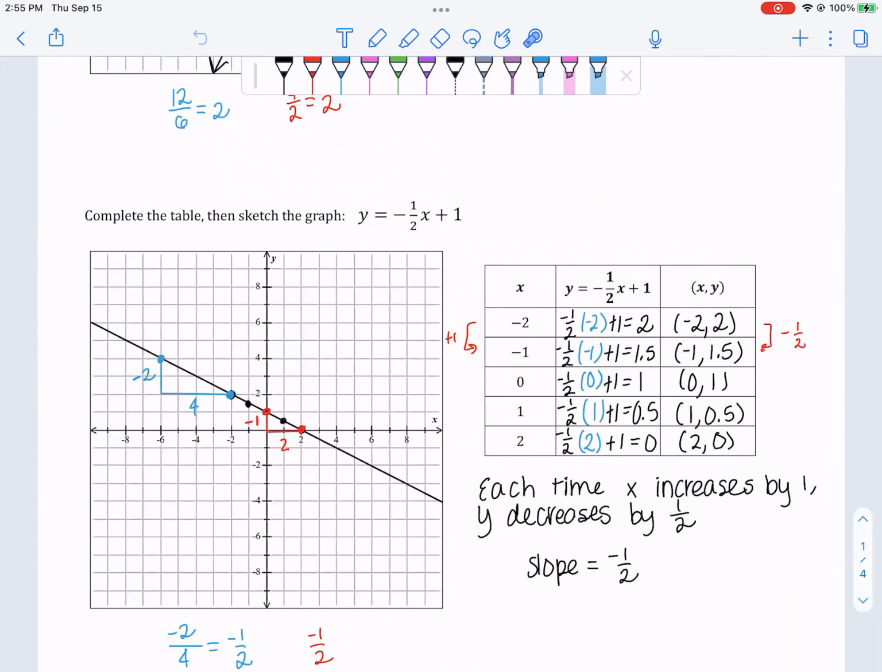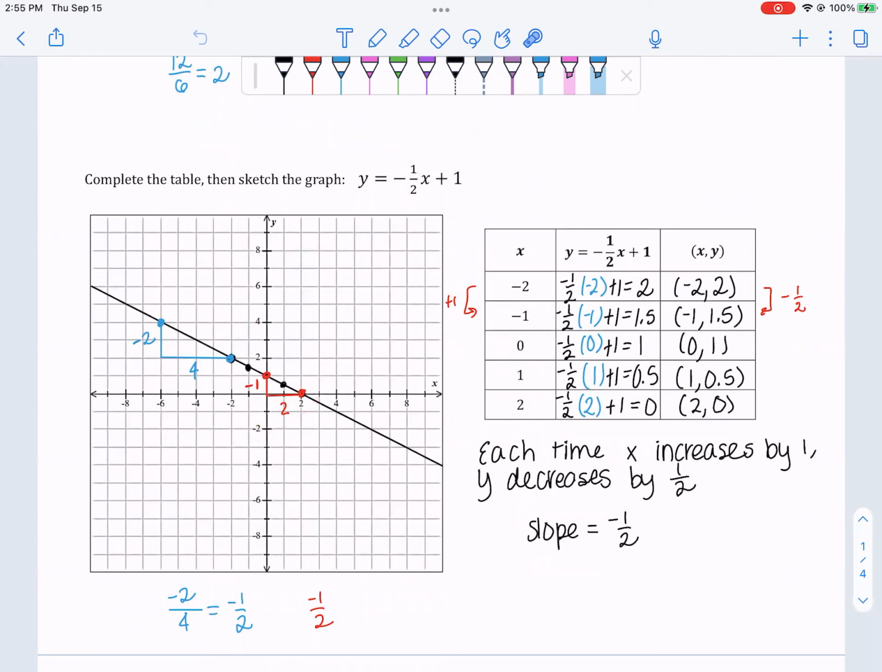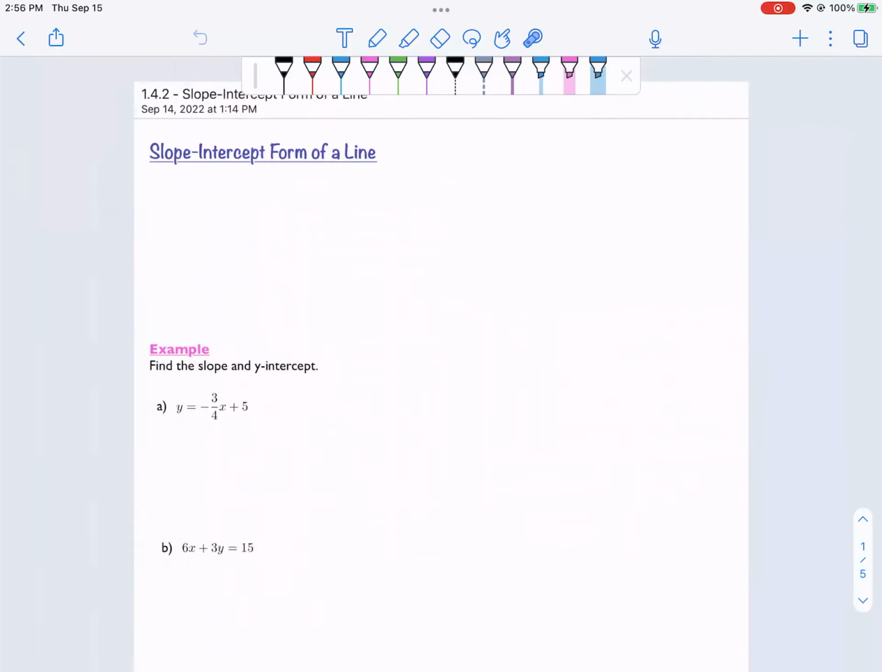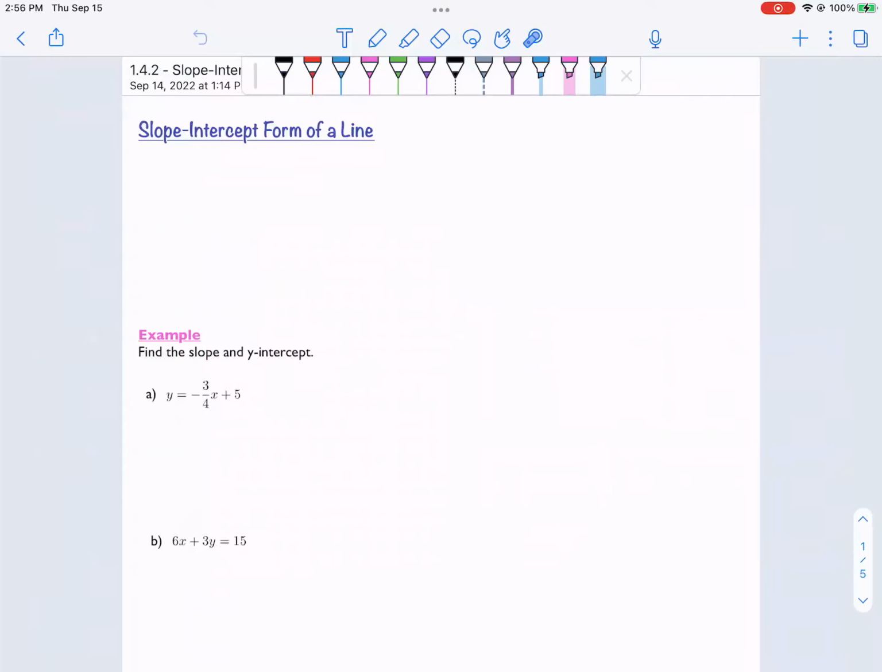Going down, for this other line that we graphed, the slope was -1/2, and the y-intercept was 1. Looking at the makeup of our formula here, -1/2 x plus 1, you're going to notice some similarities. The y-intercept is the same as this number out here, and the coefficient on x is the slope. And that is what brings us to talking about slope-intercept form of a line.